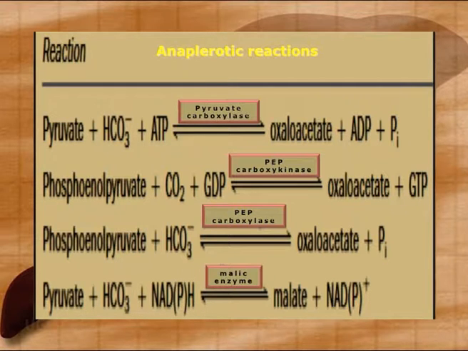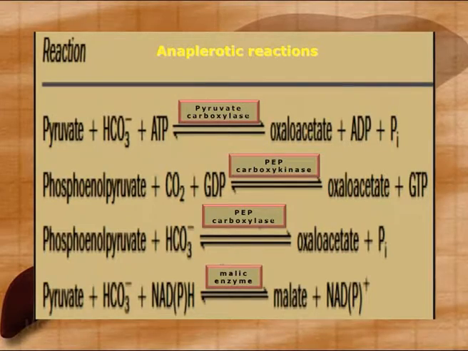Like in heart muscle, there is an enzyme pyruvate carboxylase. This enzyme converts pyruvate to oxaloacetate. Another enzyme, phosphoenolpyruvate carboxykinase, also converts phosphoenolpyruvate to oxaloacetate. The phosphoenolpyruvate carboxylase enzyme is present in higher plants, yeast and bacteria. This enzyme converts phosphoenolpyruvate to oxaloacetate. And a widespread enzyme, malic enzyme, converts pyruvate to malate. So, the concentration of oxaloacetate is maintained in the cell by these anaplerotic reactions.